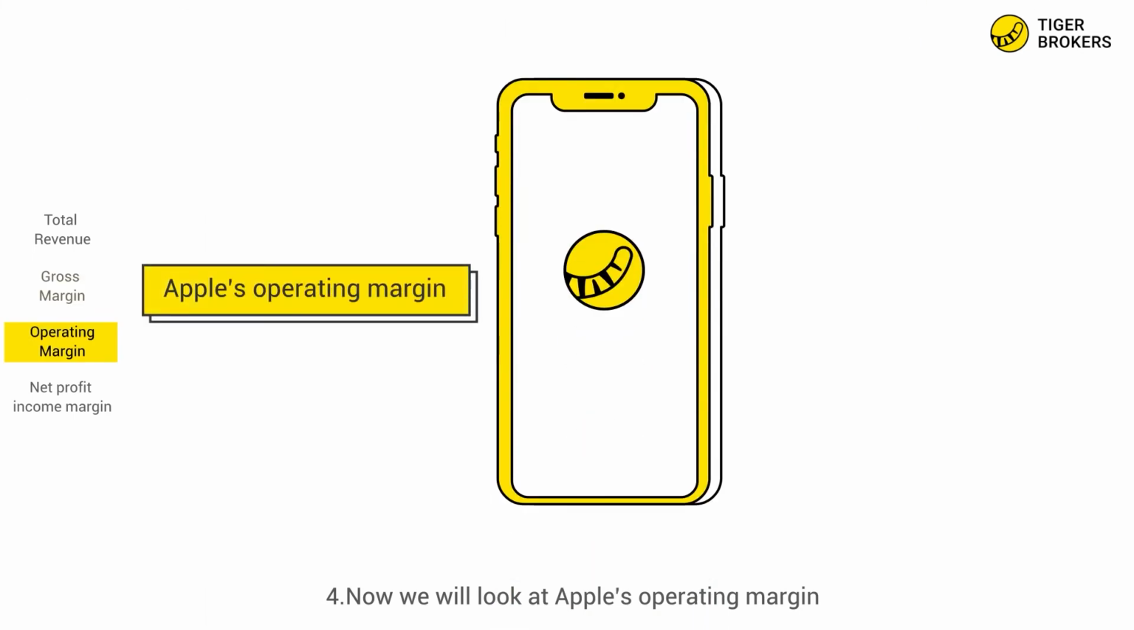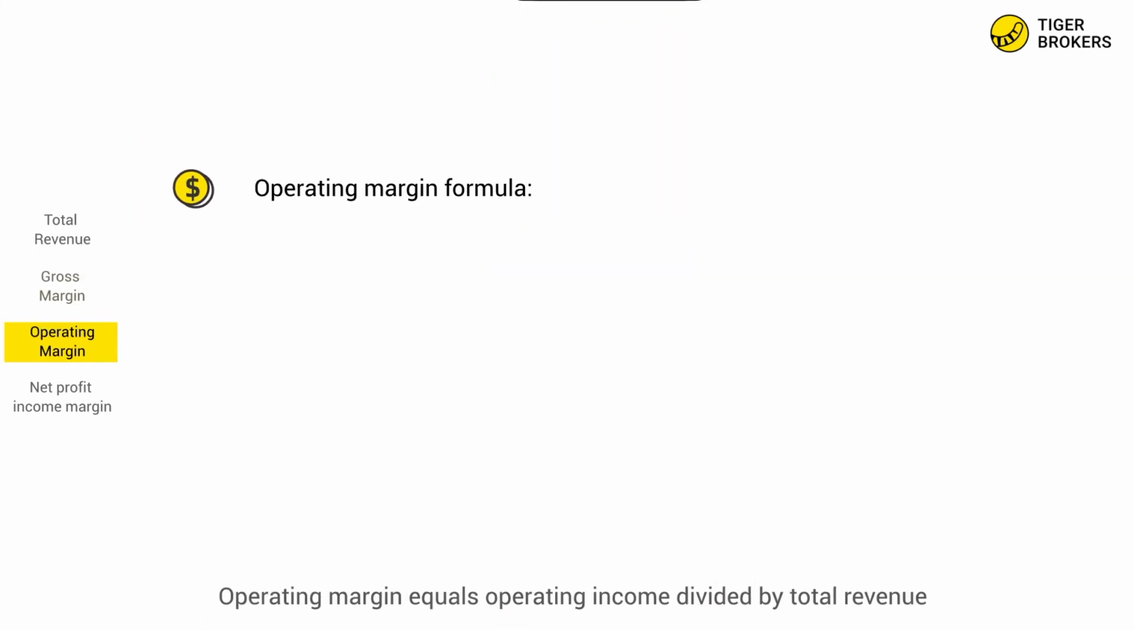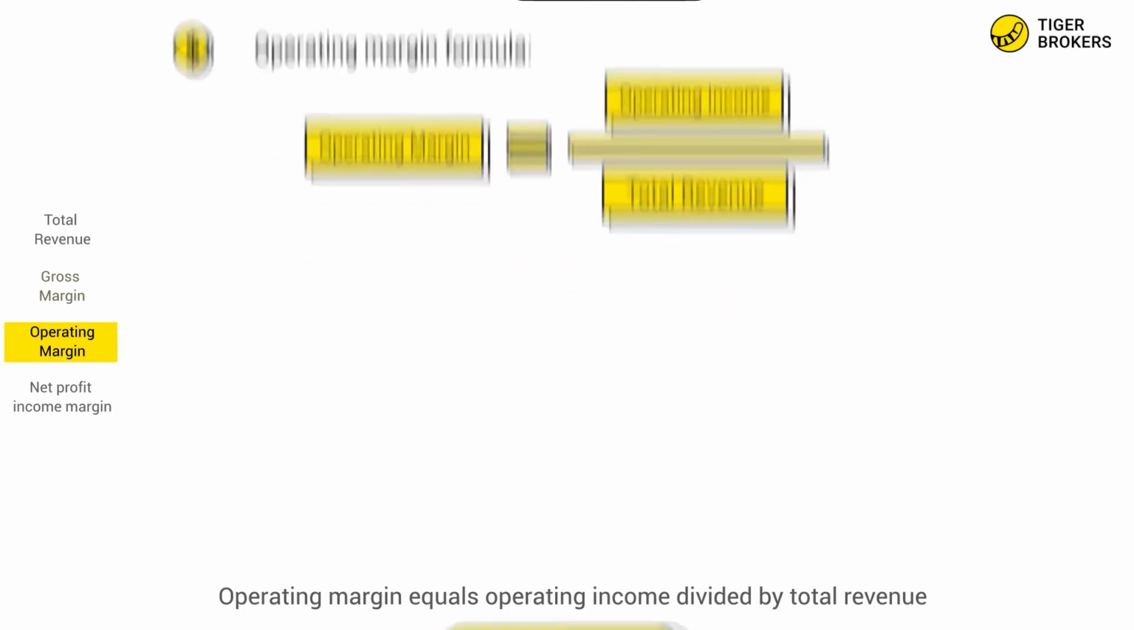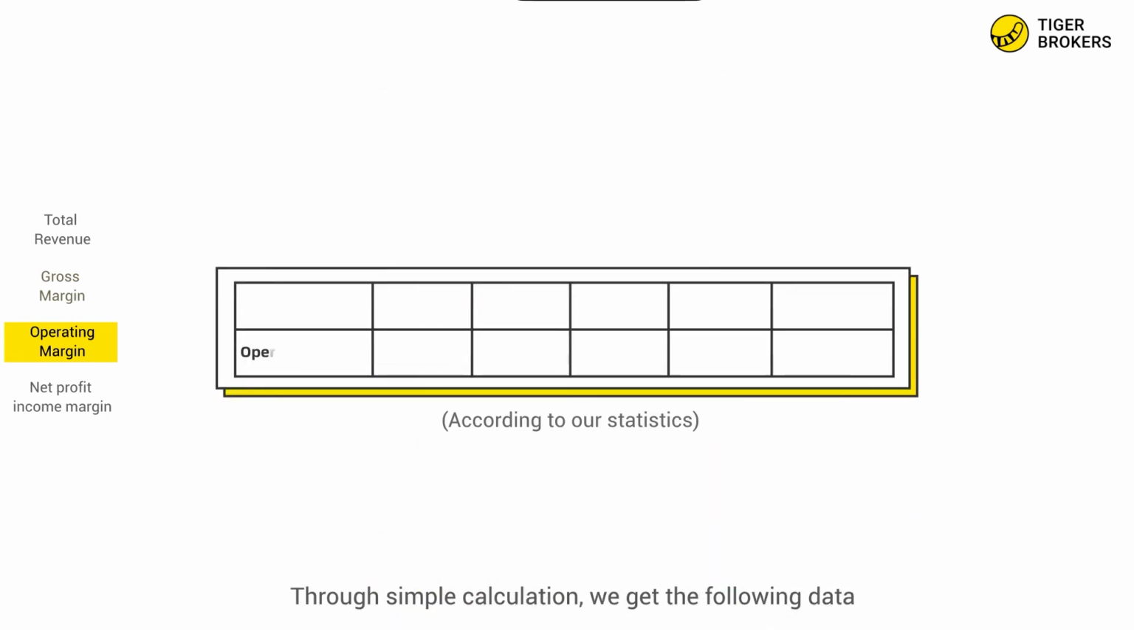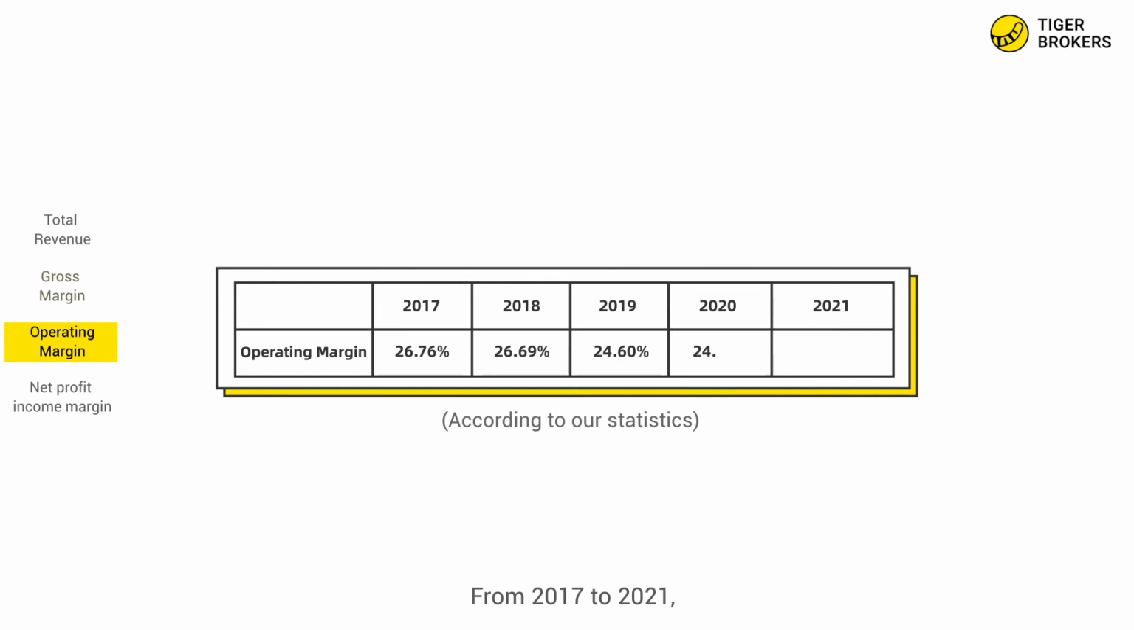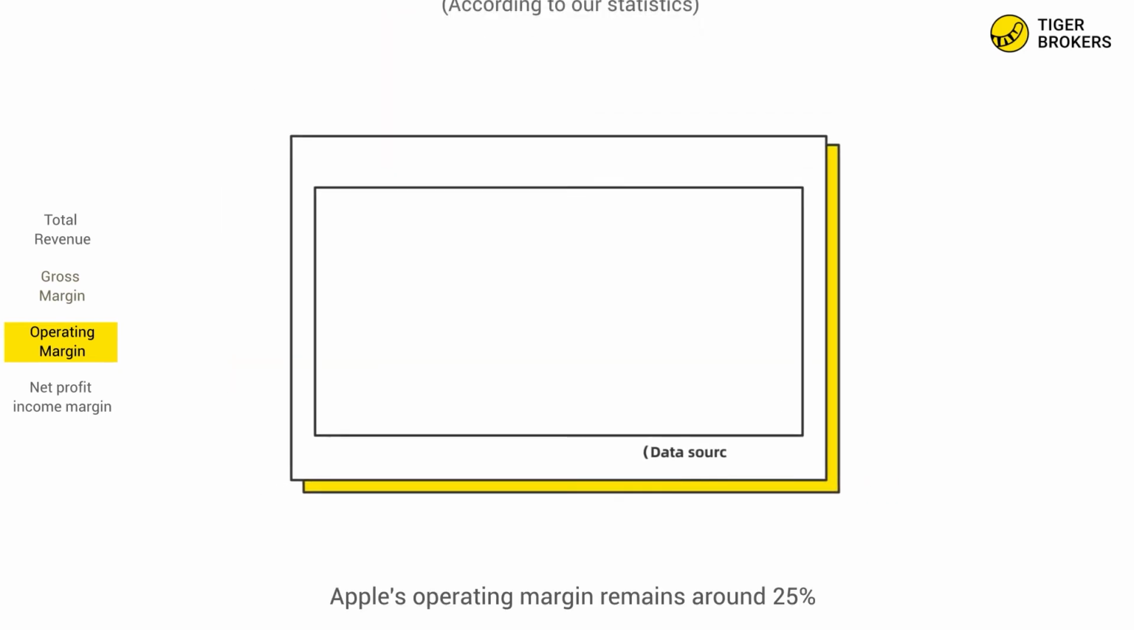4. Now we will look at Apple's operating margin. Operating margin equals operating income divided by total revenue. We can find this ratio from Tiger Trade app. Through a simple calculation, we get the following data. From 2017 to 2021, Apple's operating margin remains around 25%.